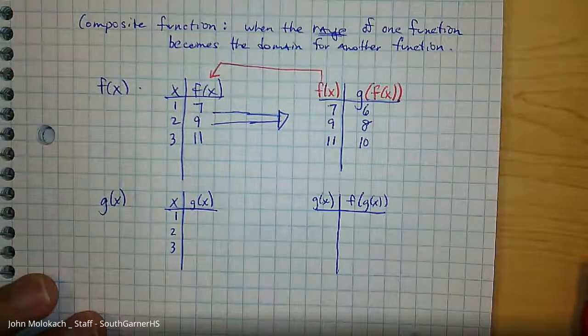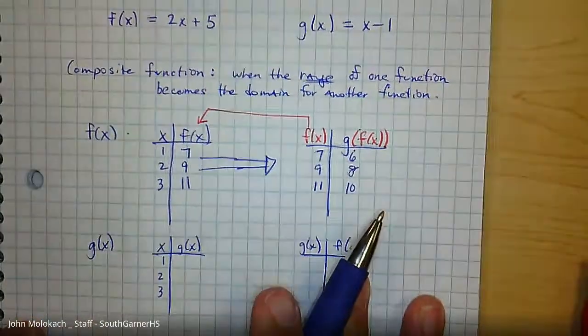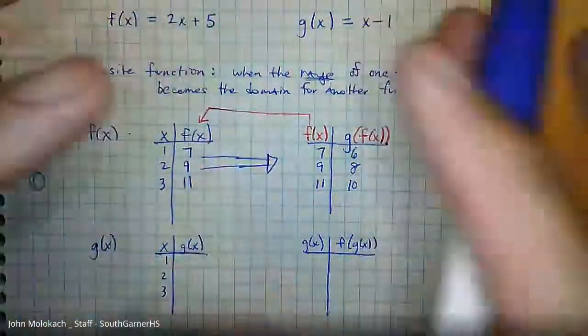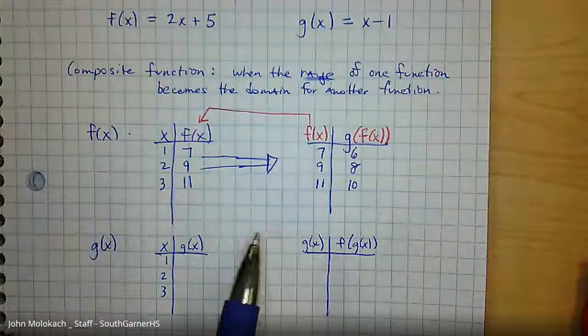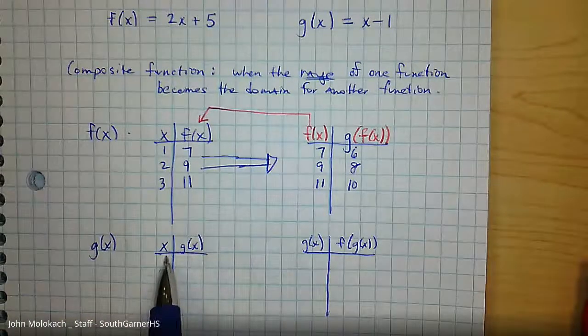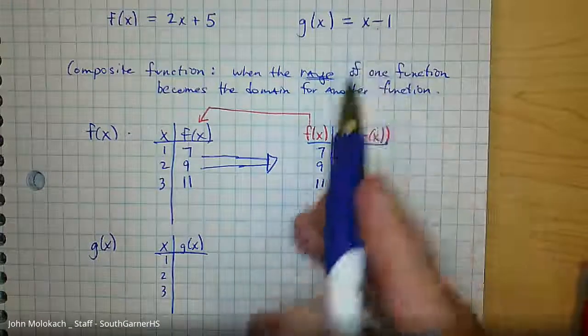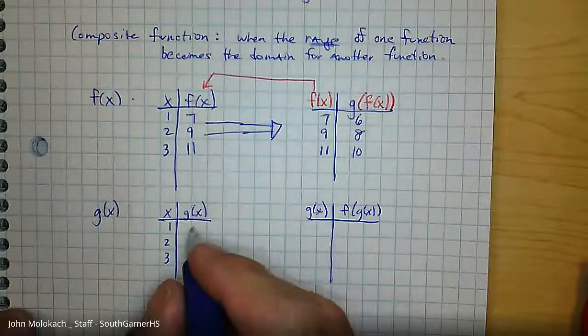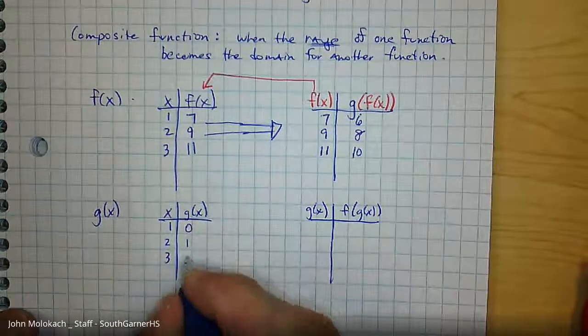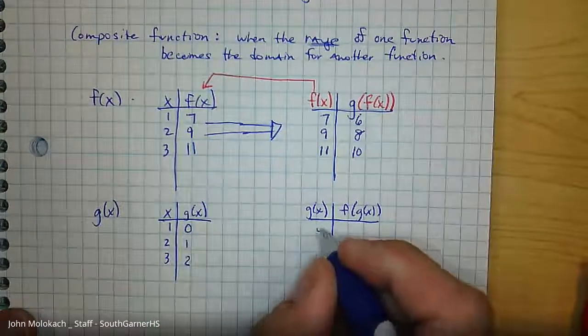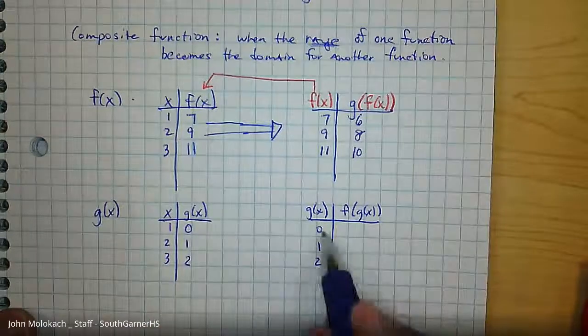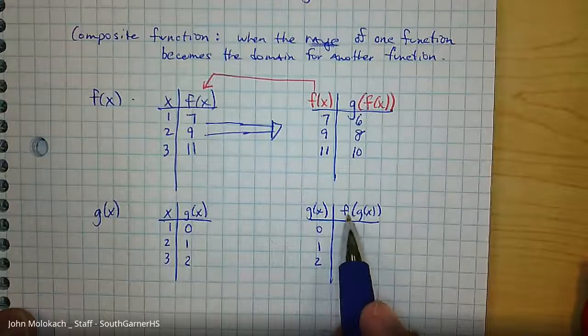Okay, so you'll have to kind of remember, I've made my camera really big here. My fingers look huge in this video, but you get the idea, right? If I put 1, 2, and 3 into the g function, I just have to subtract 1 from all my x's. So let's see, I get 0, 1, and 2. So those numbers come over here now, and those numbers are going to go into my f function.